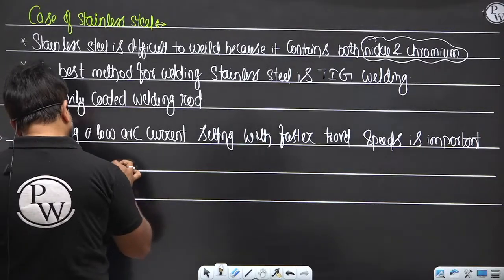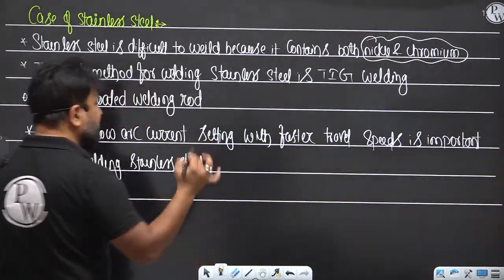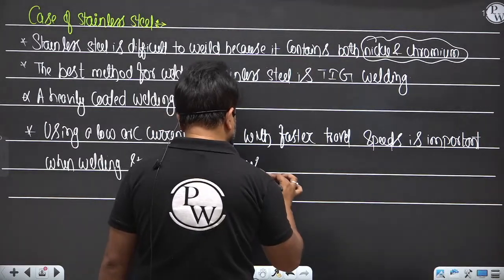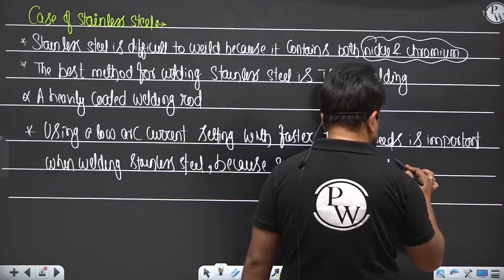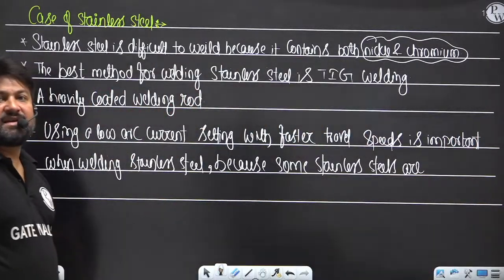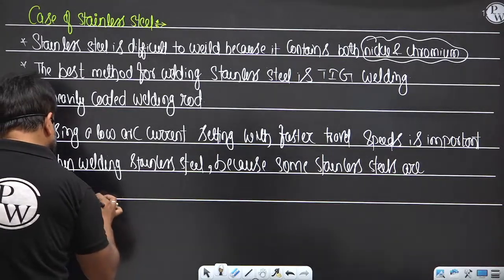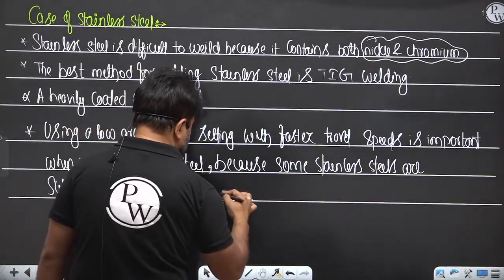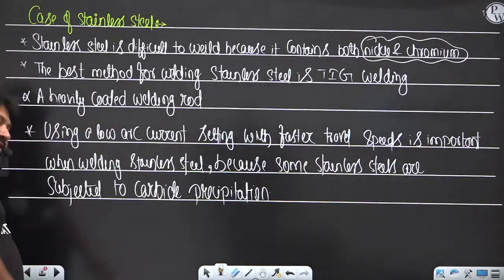When welding stainless steel, because some stainless steels are subjected to carbide precipitation. I hope the point is crystal clear to you people, right?